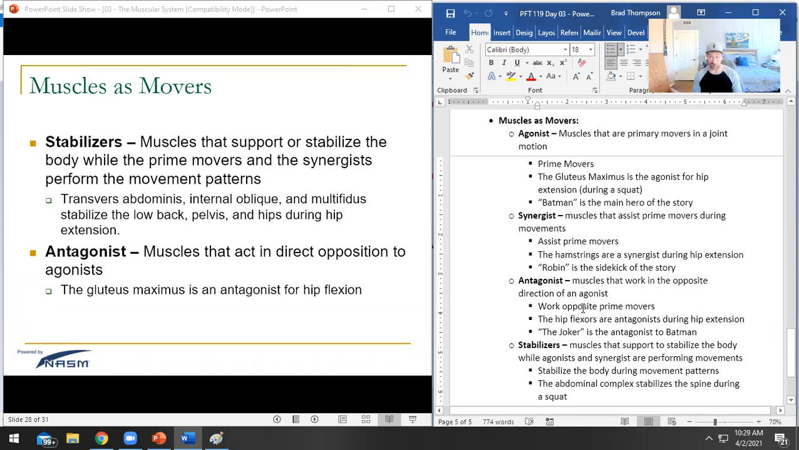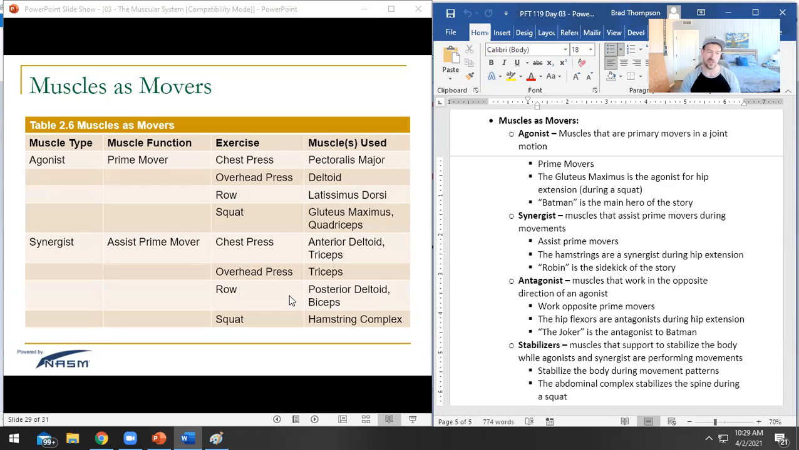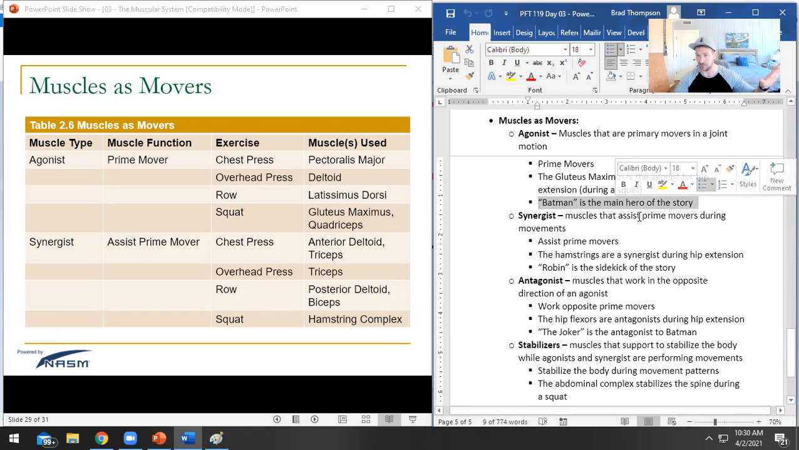Now, if I were describing hip flexion instead of a squat, maybe a hanging leg raise, well, now the agonist is my hip flexors and the antagonist is my glutes. So we've got to flip these muscles around depending on what we're talking about. Here's how I like to describe it, because I think this is a fun way. Think of the agonist as the main muscle we're referring to, the main character of our story. Like Batman, out there fighting crime in Gotham, right?